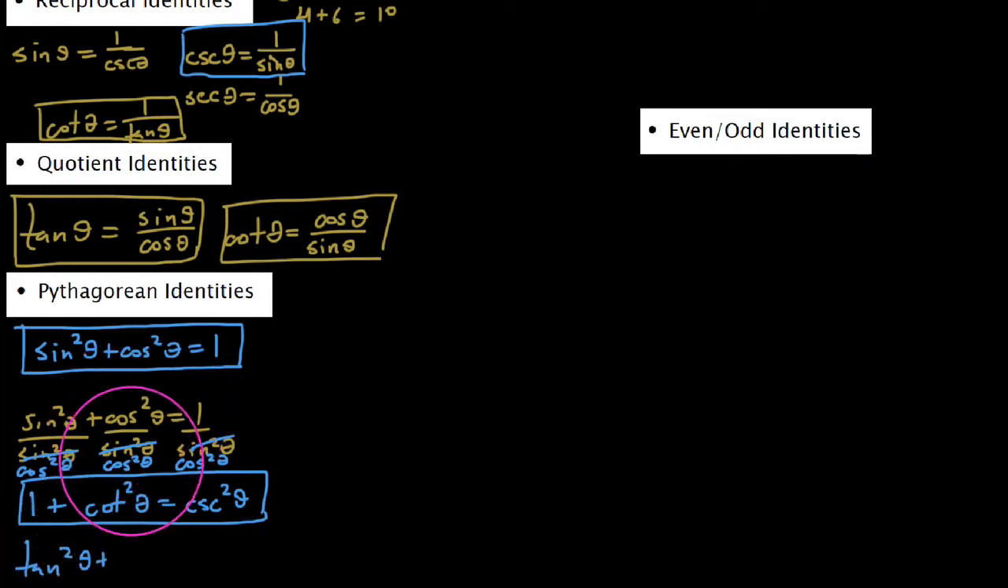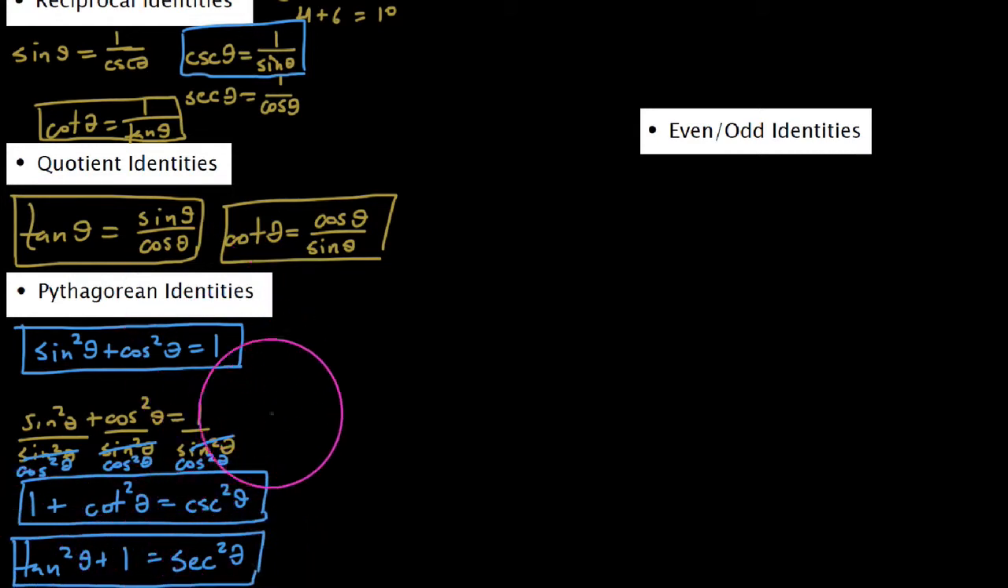plus now cosine squared over cosine squared would be 1. And this would be equal to 1 over cosine squared, and that is the reciprocal of cosine. That would be a secant. So 1 over cosine squared would be a secant squared. So we often use these identities to rewrite their forms and make replacements or substitutions.